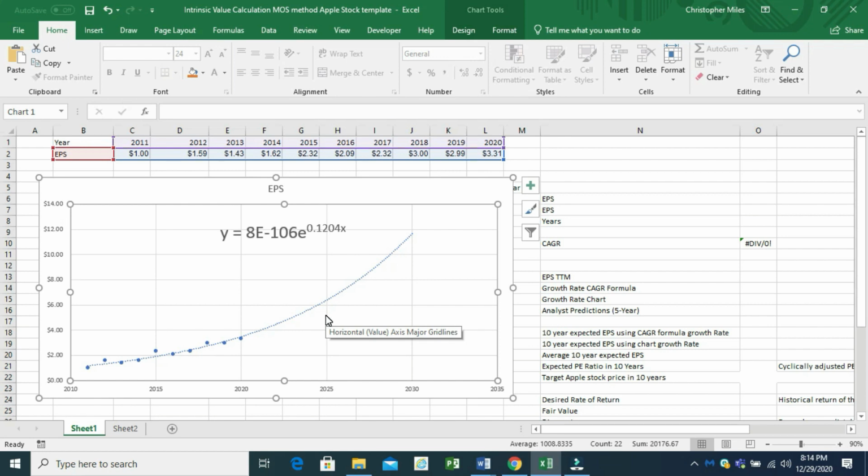One of the reasons we chose Apple to value first is because it is an incredibly predictable company. And you can see that from the earnings per share against this trend line, how tightly they hug the trend line for the last 10 years.